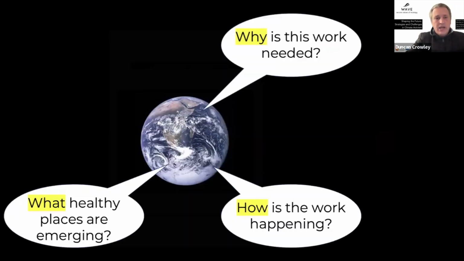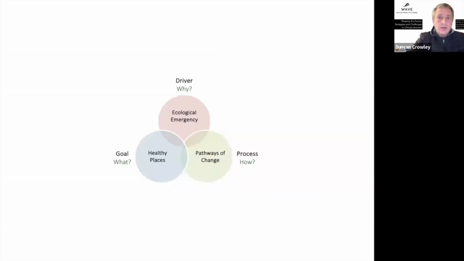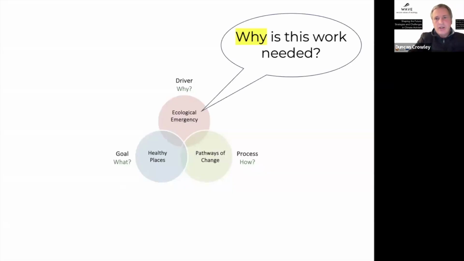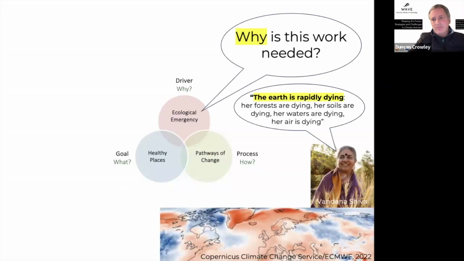How is the work happening, and what healthy places are emerging from the work? So those three things were broken into a three-pillared structure, and that was the base of the exploration and communicating what's going on. So why is this work needed?